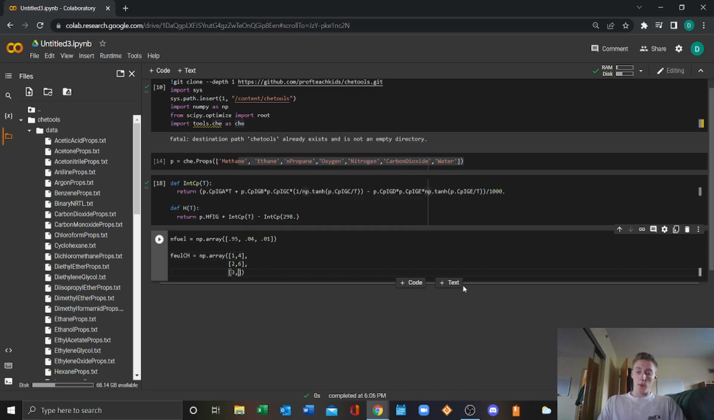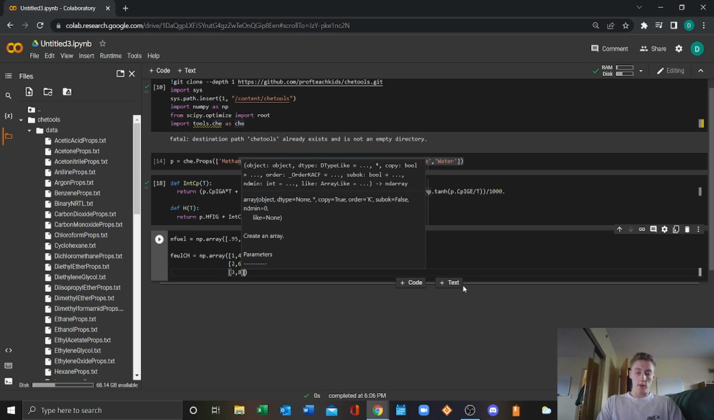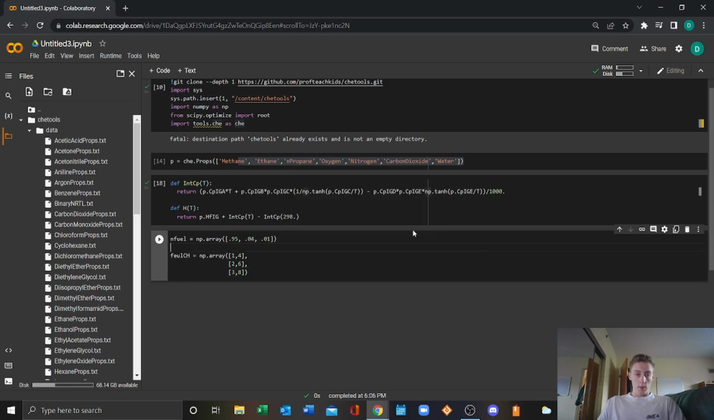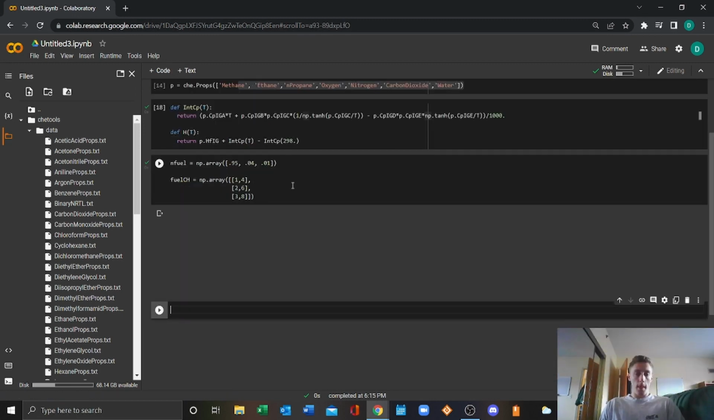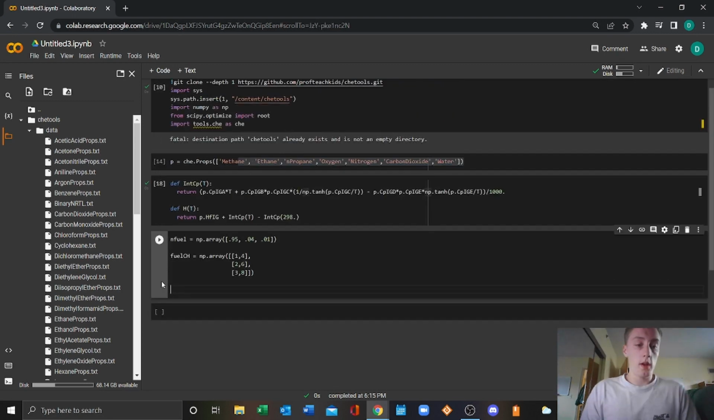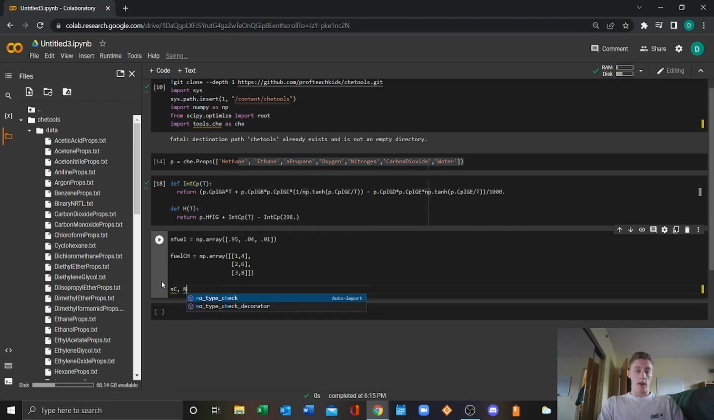Propane is three carbons, eight hydrogens. So there we go. Now all we want to do is a matrix multiplication, but first we want to unpack it into the carbon and hydrogen atoms, or the numbers.